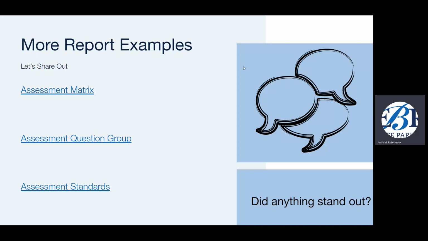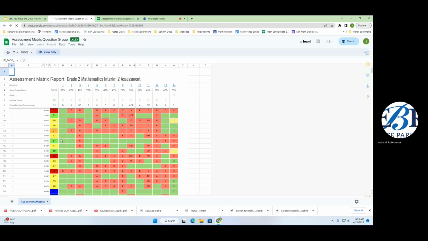So let's go to a few more examples. And if you've gotten to the bit.ly for this presentation, you will have access to these. We've already looked at the assessment matrix. So let's look at the assessment question group. Now, for this one, we will be using Math Interim 2 assessment from last year just as a starting point. The first thing you will see is it looks very similar to the one we just looked at.